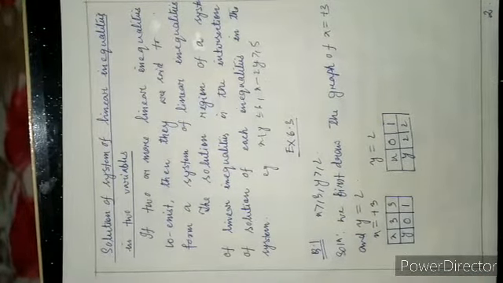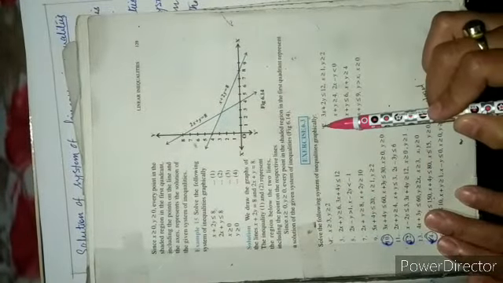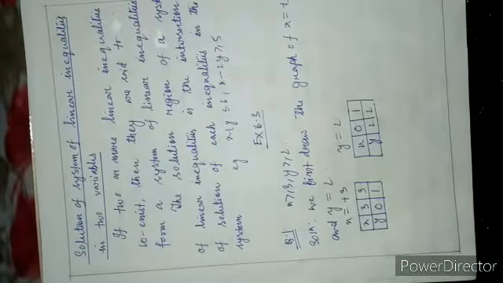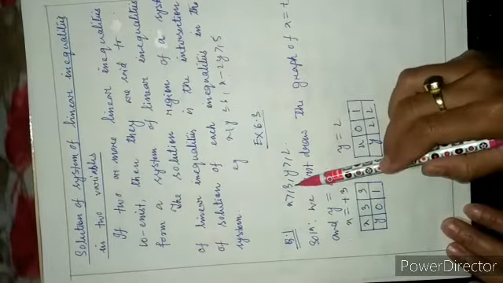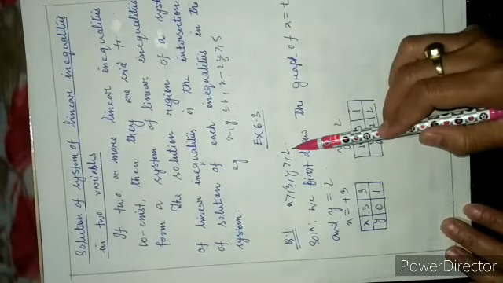Exercise 6.3. Solve the following system of inequalities graphically. Graphically solve and find the solution region of the system of inequalities. Question number 1. We have two inequalities: x is greater than or equal to 3 and y is greater than or equal to 2.